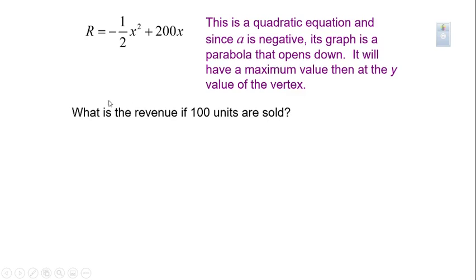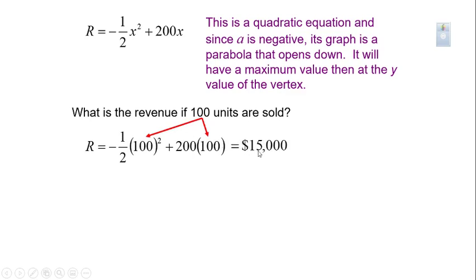But before we do that, let's take a look at this. What is the revenue if 100 units are sold? x is the number of units. So simply put, to find the revenue when I sell 100 units, I just substitute 100 for x in the function and then evaluate. When I evaluate, I get $15,000. So the revenue brought in when 100 units are sold is $15,000.